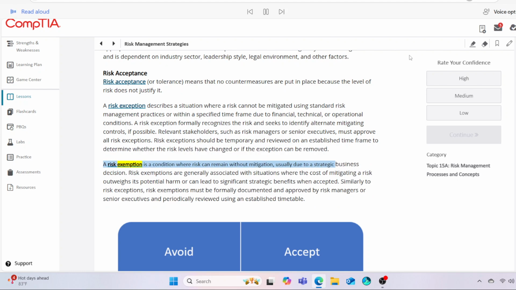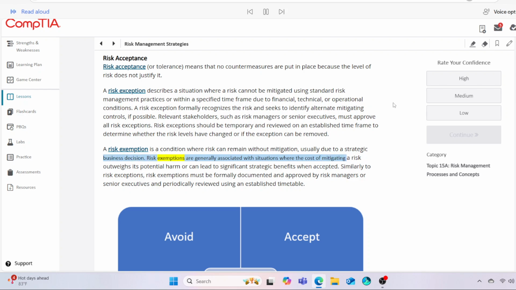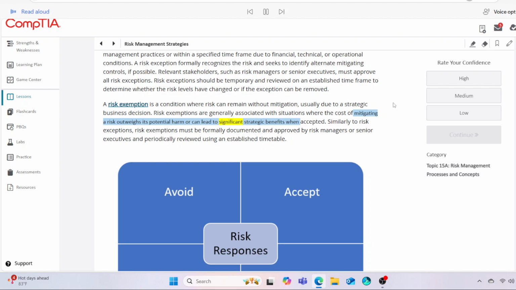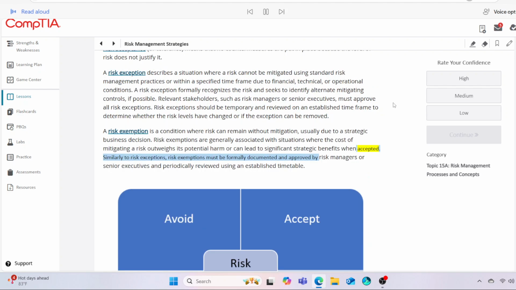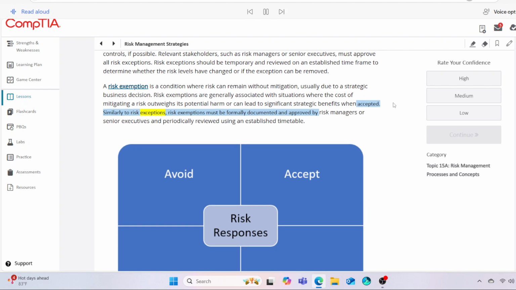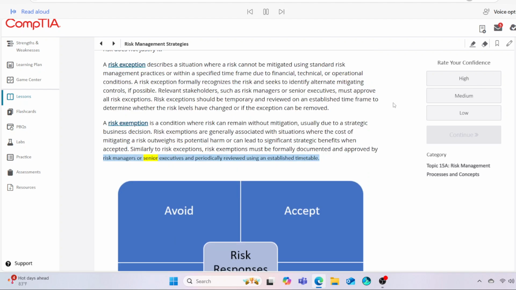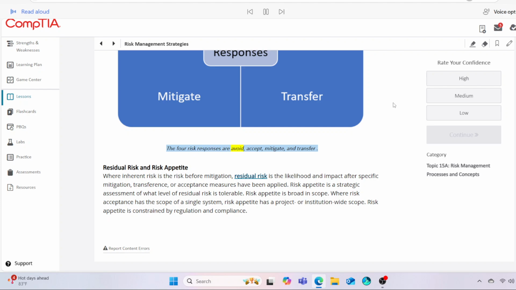A risk exemption is a condition where risk can remain without mitigation, usually due to a strategic business decision. Risk exemptions are generally associated with situations where the cost of mitigating a risk outweighs its potential harm or can lead to significant strategic benefits when accepted. Similarly to risk exceptions, risk exemptions must be formally documented and approved by risk managers or senior executives and periodically reviewed using an established timetable. The 4 risk responses are avoid, accept, mitigate, and transfer.